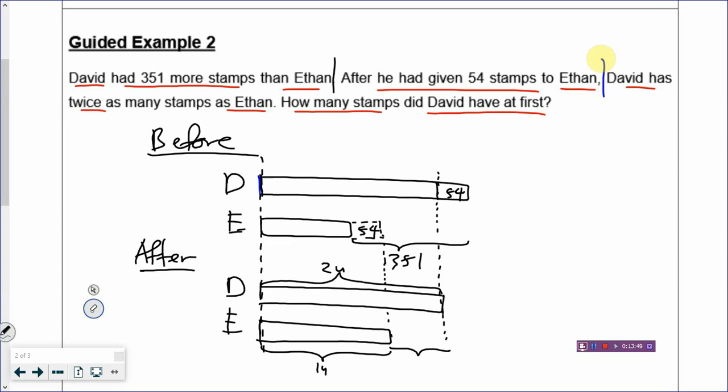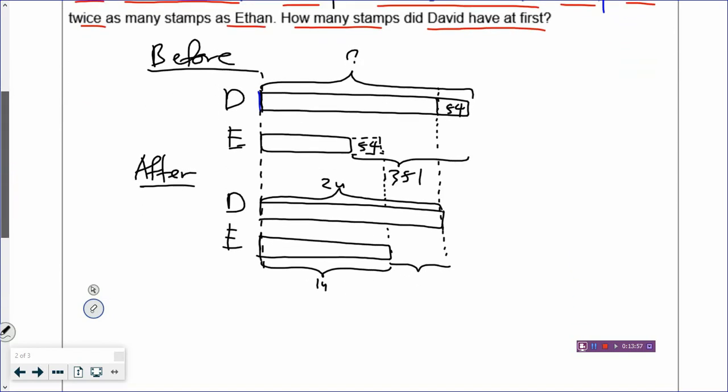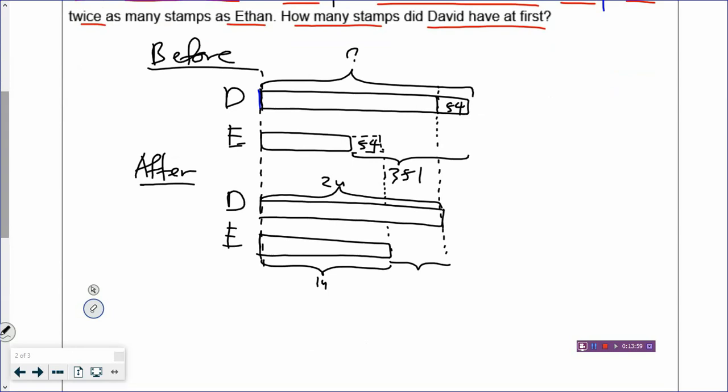So how many stems did David have at first? So your question mark is to find the stems that David had at first. And your model is done. This is how your model looks like without solving.